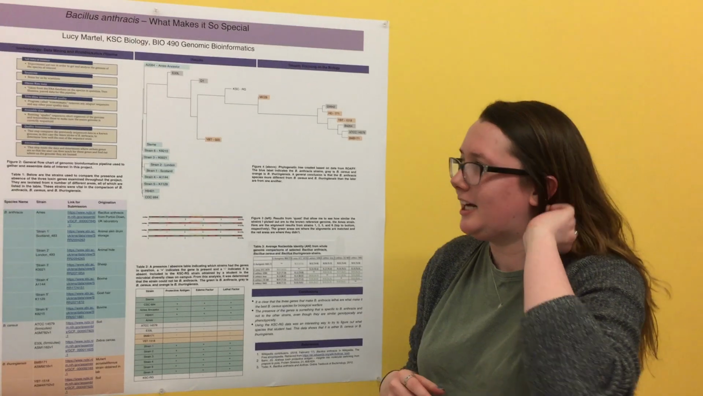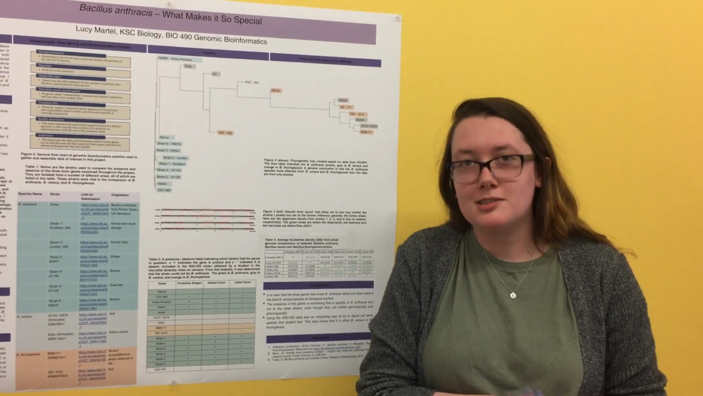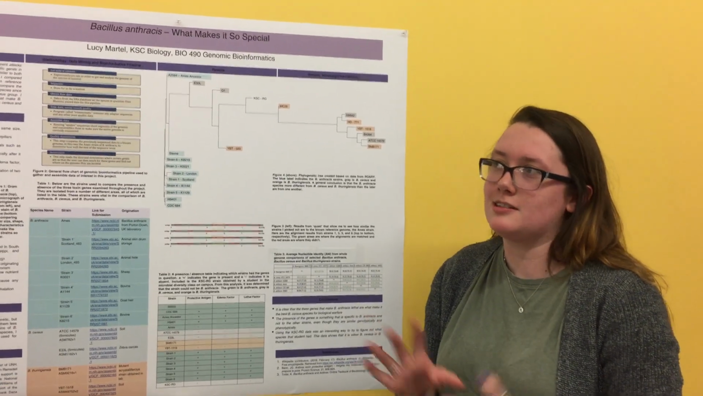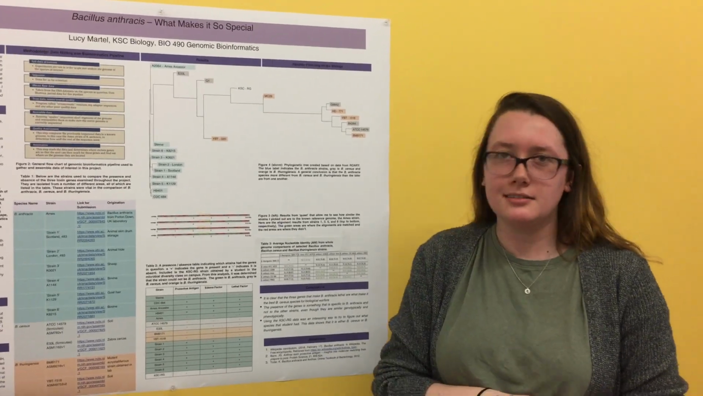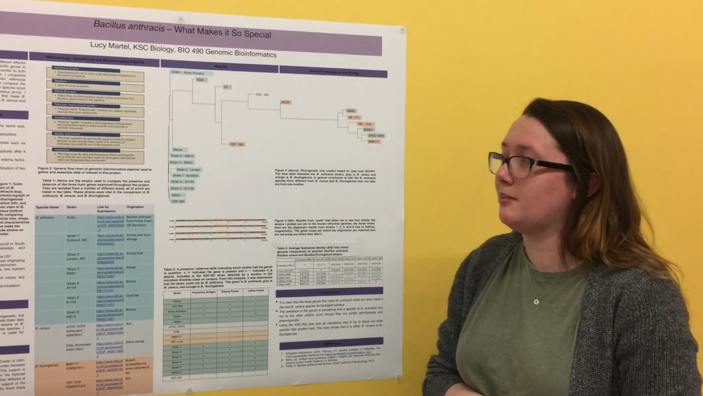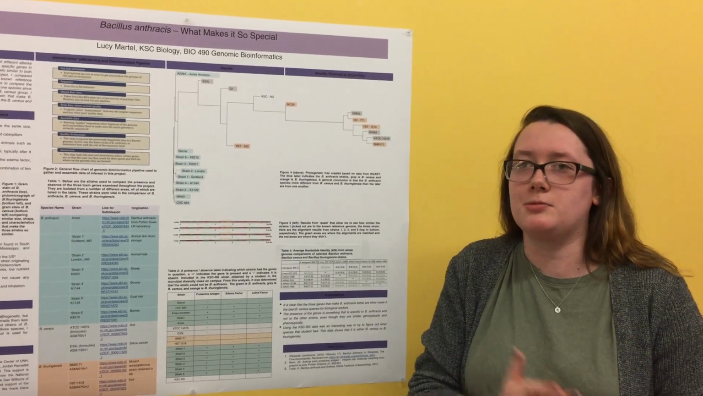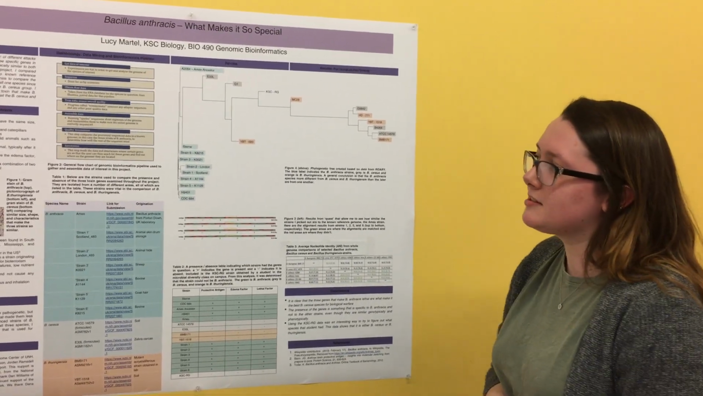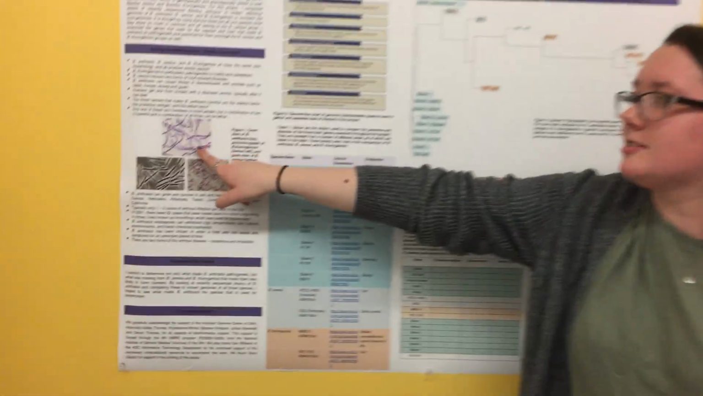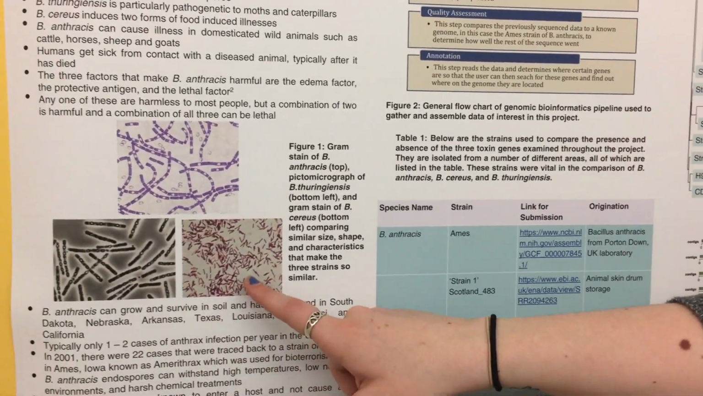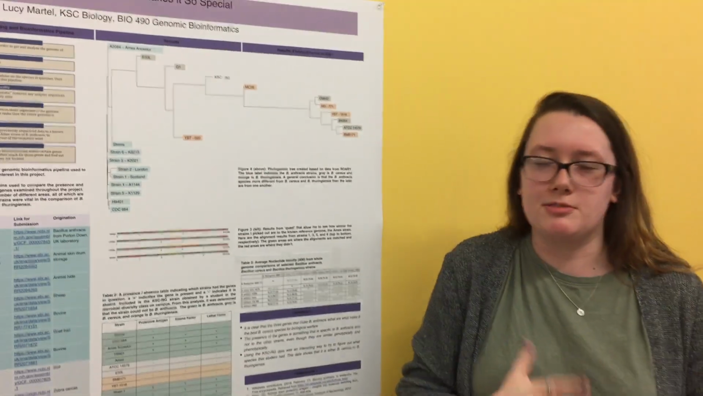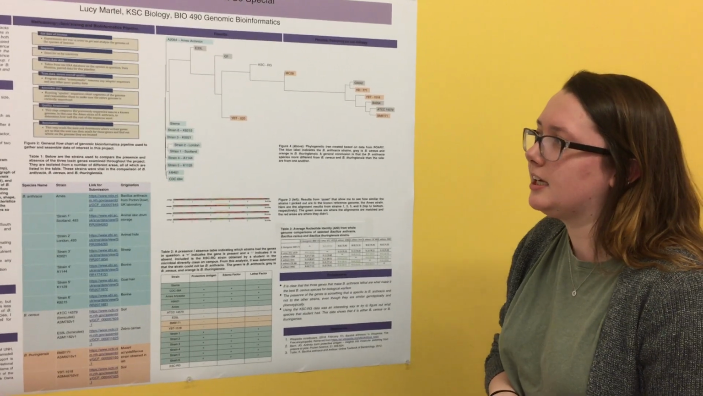It's known that it's part of the Bacillus cereus group and Bacillus thuringiensis. The three of them all share very similar physical and genetic compositions. So I really wanted to see what made Bacillus anthracis so different. As you can see in figure 1, this is Bacillus anthracis, this is Bacillus thuringiensis, and this is Bacillus cereus. They all have the same kind of size and shape, and they produce the same type of spore and that kind of thing.